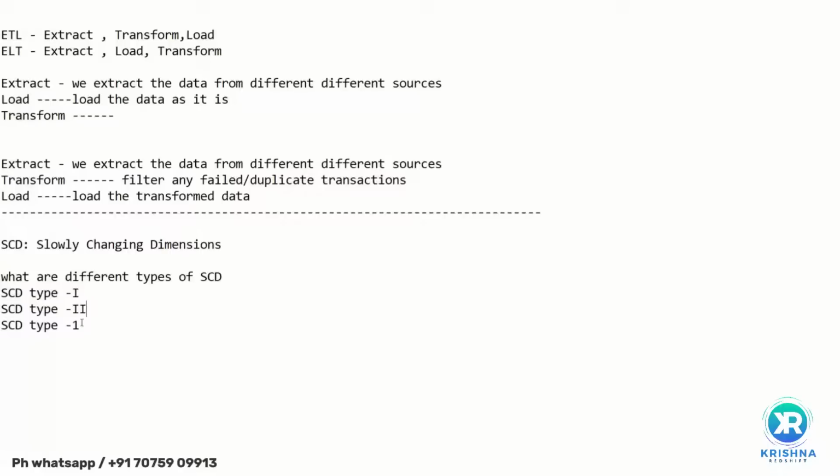And SCD type 3. Okay, so of course, slowly changing dimensions type 1, slowly changing dimensions type 2, and slowly changing dimensions type 3. Okay, so why are these three? Actually, what are these SCDs, or what do dimension tables mean? Actually, dimensions will change over time.